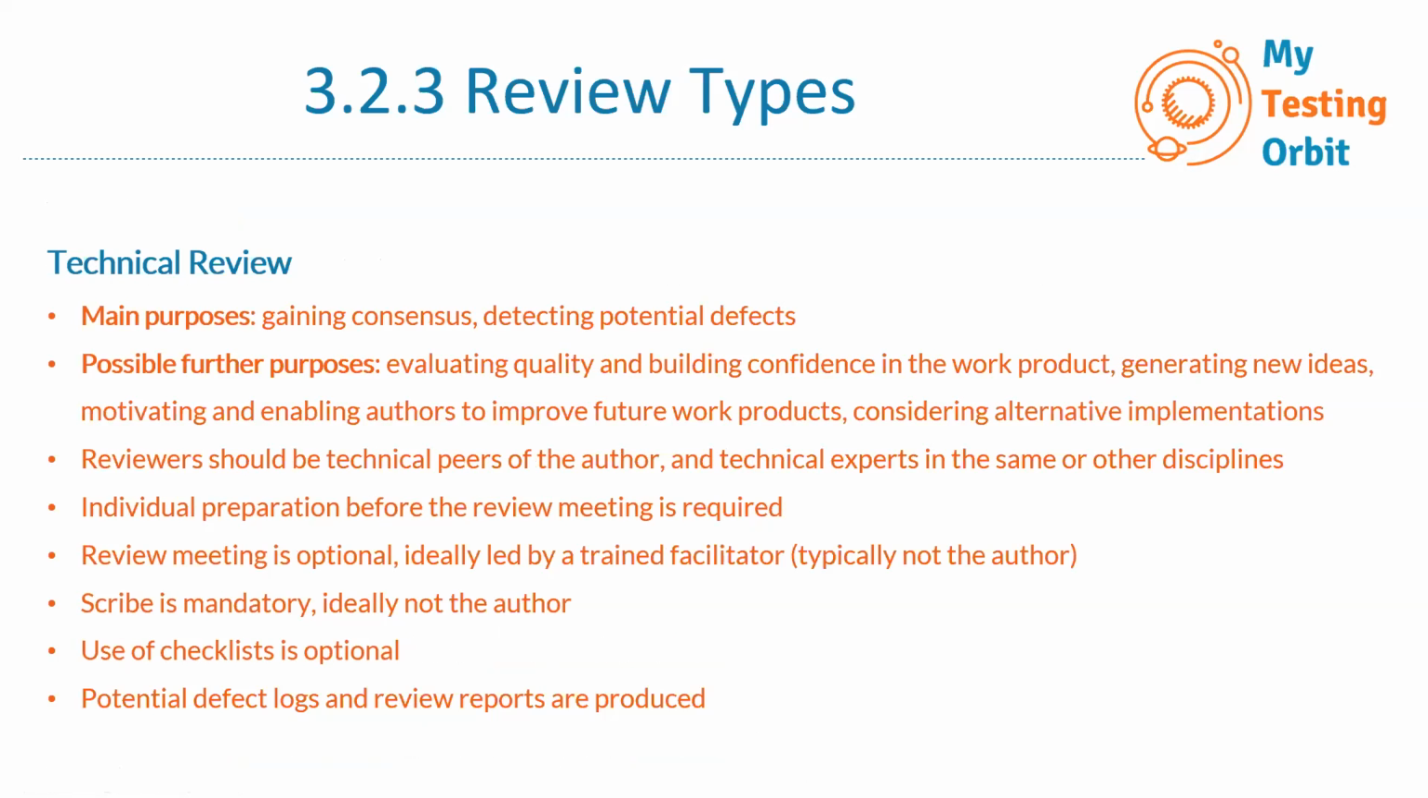Next one is technical review. The main purpose of this type of review is gaining consensus and detecting potential defects. So of course, first of all, we are identifying the potential defects. And second, depending on what kind of defect is identified, if it's a technical one, then that needs to be discussed, and maybe some strategy needs to be agreed on, what kind of steps and new actions need to be taken as a result of finding those defects.